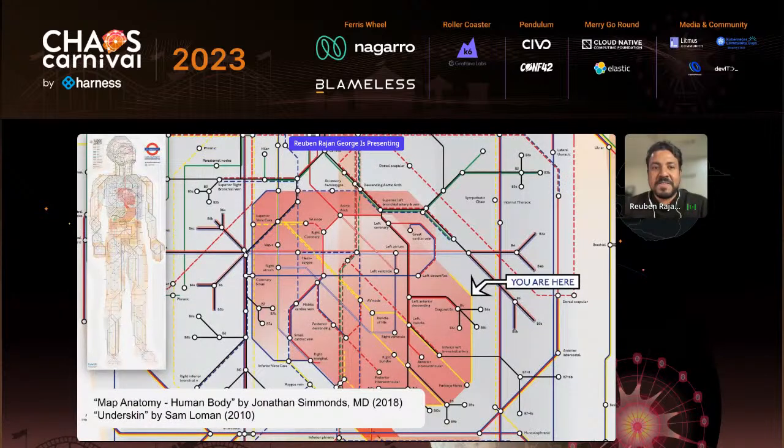So I stumbled on a few illustrations that actually impressed me immensely. This first one is a visualization that interprets the human anatomy in the style of London's transit system. It was created by Jonathan Simmons, a resident physician at the Tufts Medical Center. It's a beautiful, intuitive demonstration of how efficiently our bodies work.